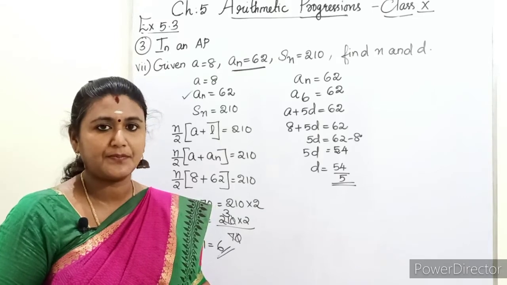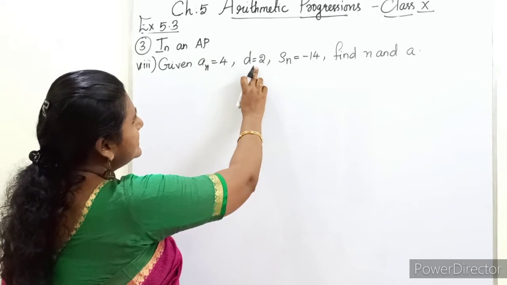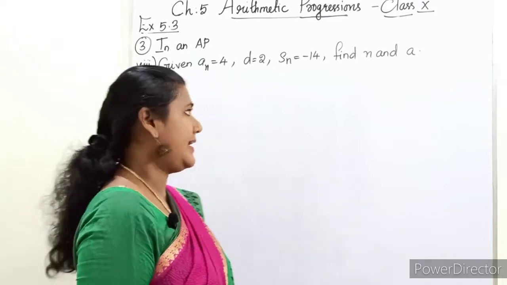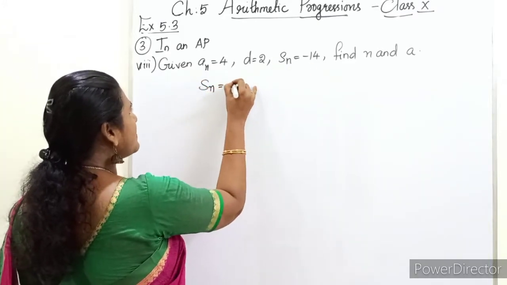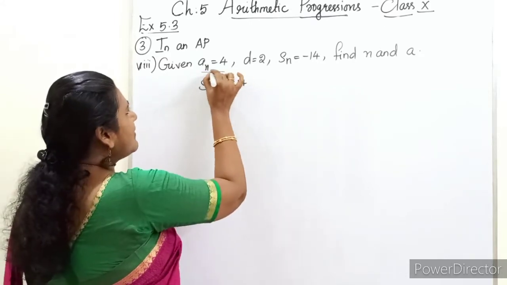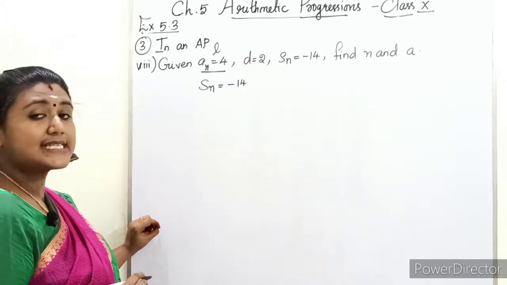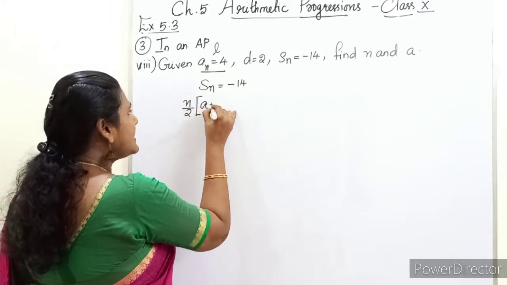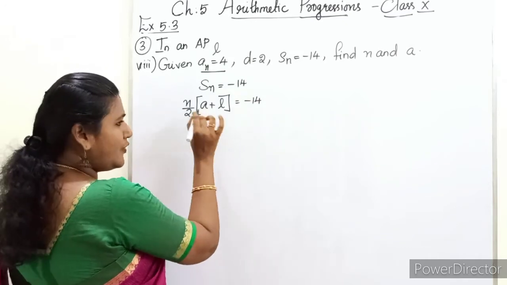Now next question, question number 8. Given an is equal to 4, d is equal to 2, Sn equal to minus 14, find n and a. So we will start with the Sn. The Sn value is given as minus 14. We will take the second formula because the an value is given, that is, the last term is given here. So the second formula for Sn is n by 2 into a plus l is equal to minus 14. Here n and a we don't know, we have to find them out.